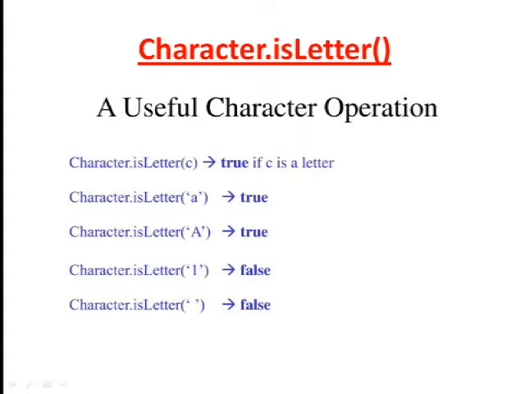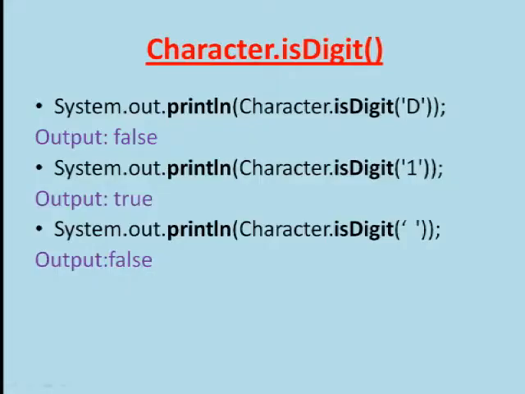Character.isDigit. As I said, please be careful with the C, D and I, and how we are writing it. We have to keep it the same as what is mentioned. If I pass the value capital D, it is not a digit, so my output will be false. If I pass the value 1, which is a numerical digit, my result will be true. And if I pass a space, which is also not a digit, my result will become false.